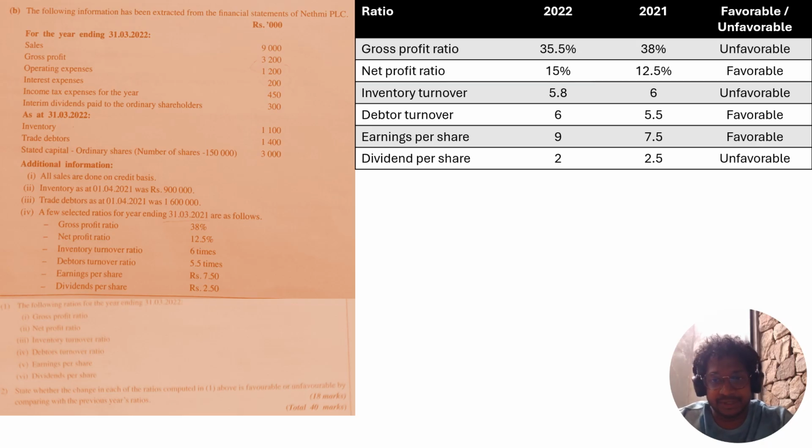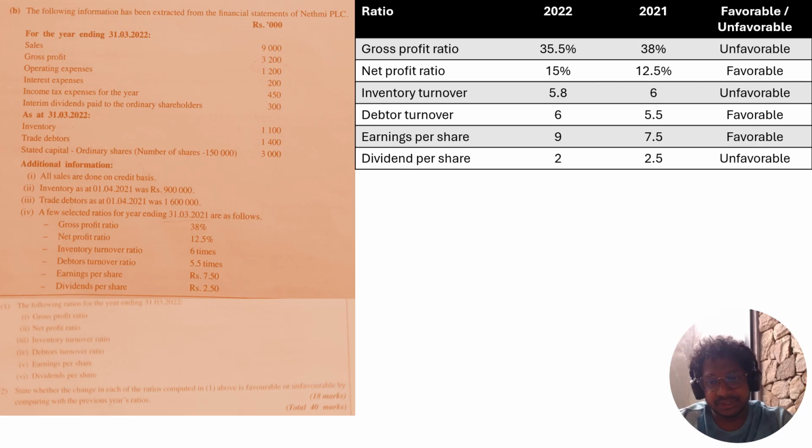And then we have to compare net profit ratio. The last year net profit ratio is 12.5, but the current year it's 15%. So compared to the last year, it was increased, right? So that is a favorable situation. Inventory turnover in the last year 6, but in the current year 5.8, reduced, so it is unfavorable. And debtors turnover in the last year 5.5 and in the current year 6. So that was increased, so that is favorable. Earnings per share in the last year 7.5, but in the current year 9, so it's increased, a favorable situation.